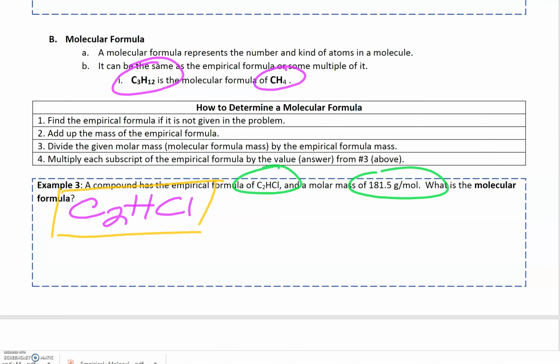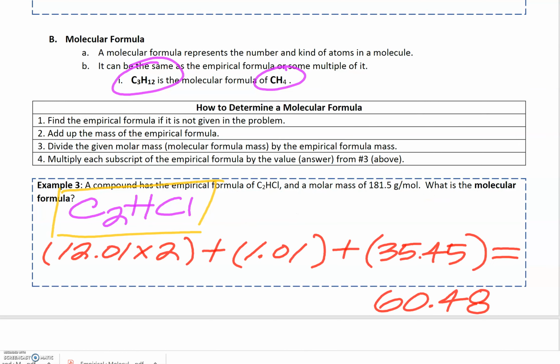So real easy, what we're going to do is we're going to first add up from our periodic table. We're going to go to the periodic table, we're going to add up, what does this weigh? C2HCl. So we're going to add that up on the periodic table, and then we're going to go ahead and compare that to 181.5. So that's what we're going to do.